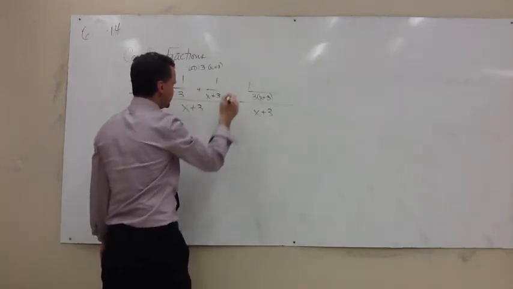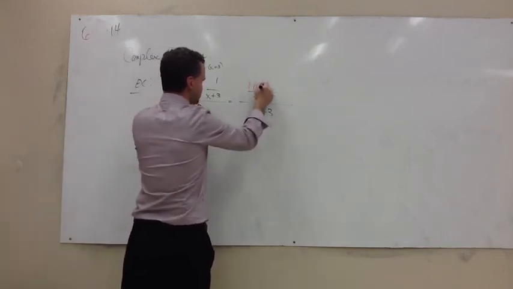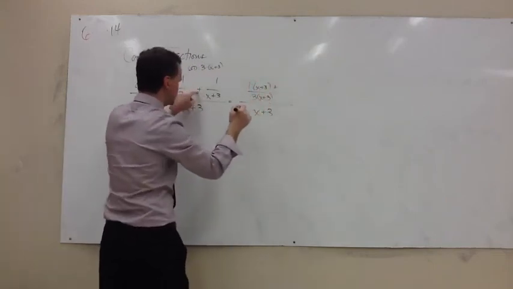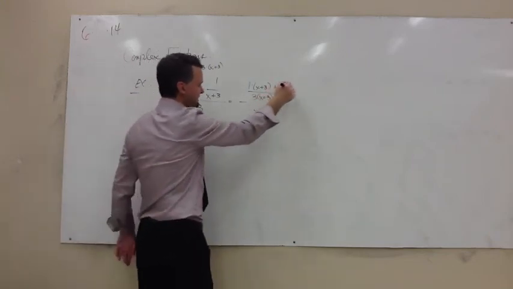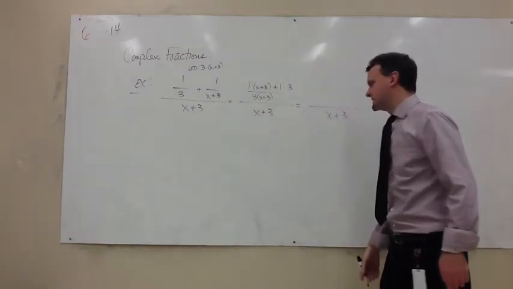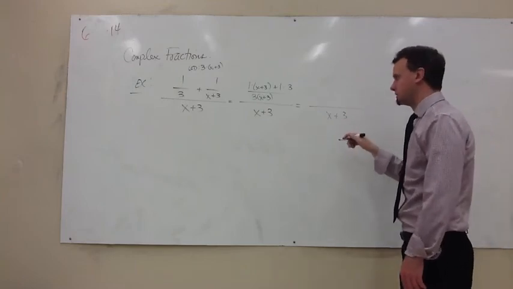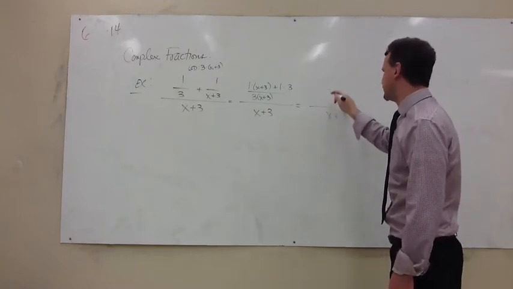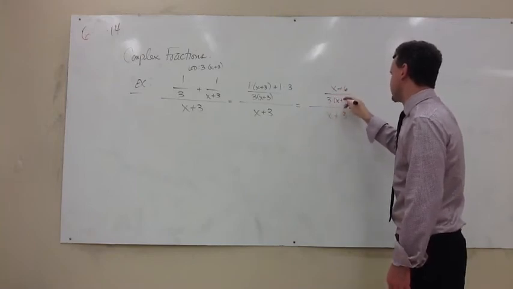The first term had a 1 to start. It already has the 3, so it needs the x plus 3. Plus, there's a 1 here, it already has an x plus 3, needs a 3. So the denominator stays the same as x plus 3. In the numerator, there's a fraction. That fraction is x plus 6 over 3 times x plus 3.